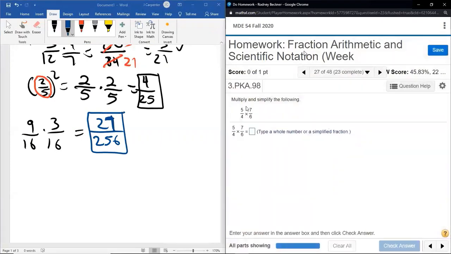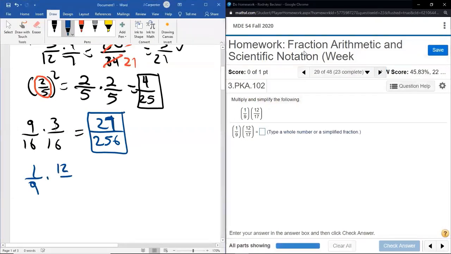5 over 4 times 7 over 6. Nothing's going to reduce on that one. Spoilers. You'll multiply straight across and you'd get 35 over 24. Not going to show that one. We'll show this one. 1 over 9 times 12 over 17.